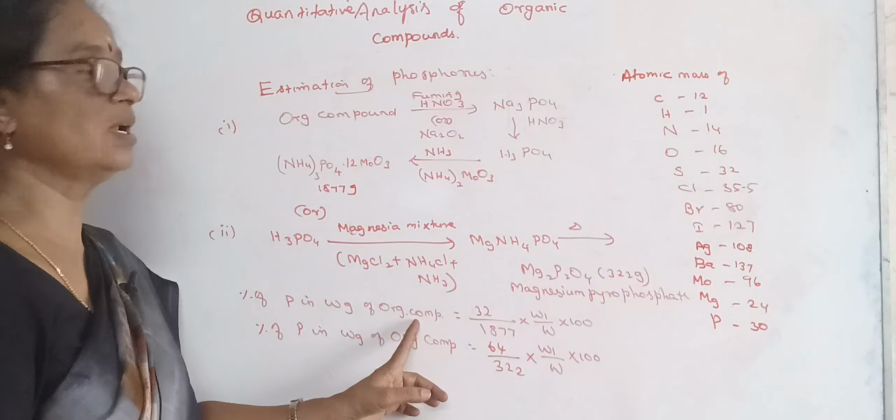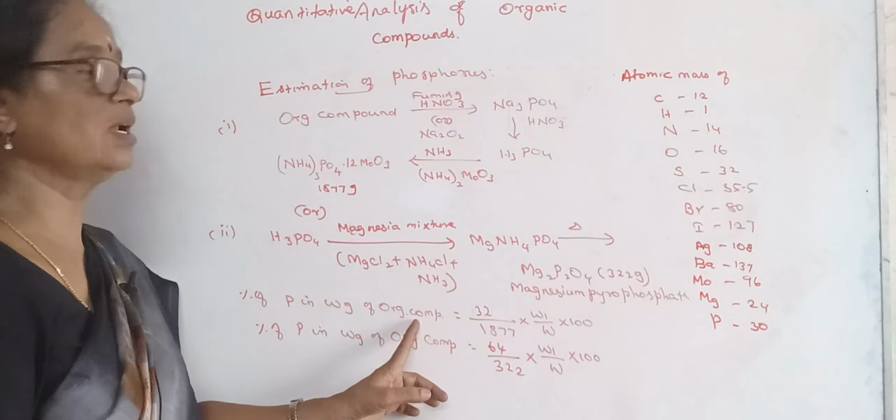The molar mass of magnesium pyrophosphate is 322 gram, but that compound contains 2 phosphorus atoms. So in this case, the mass of phosphorus is 32, but in magnesium pyrophosphate, the phosphorus is present twice. So the atomic mass of phosphorus is to be taken as 64. Therefore, the percentage of phosphorus in W gram of organic compound, in terms of magnesium pyrophosphate, is 64 by 322 into W1, the mass of magnesium pyrophosphate, by W, the mass of organic compound, into 100.